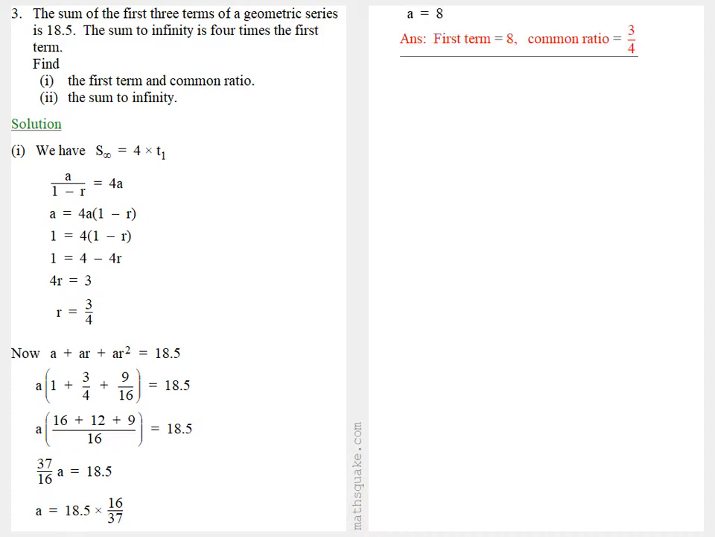So the first term is 8 and the common ratio is 3/4. Now we know the sum to infinity is 4 times the first term, so that's 4 times 8, which is 32, and so the sum to infinity is 32.